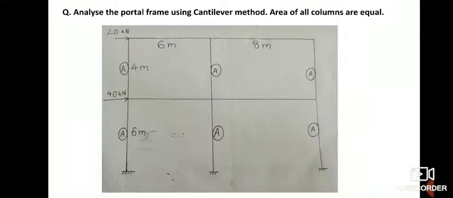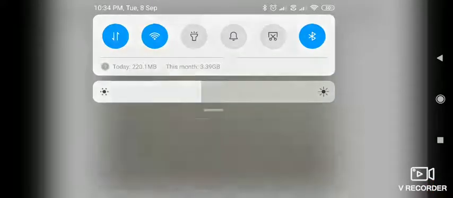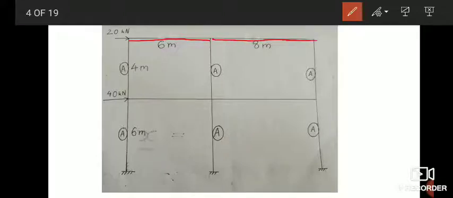Now we will move into a problem. Part of the problem will be explained in this video, and the second part will be explained in the second video. So the question is, analyze the portal frame using the cantilever method, and the area of all columns are equal. It is the same problem I have used. We have a 6 meter span and then another 8 meter span, and the story height is 4 meter at the top story, 6 meter at the bottom story.